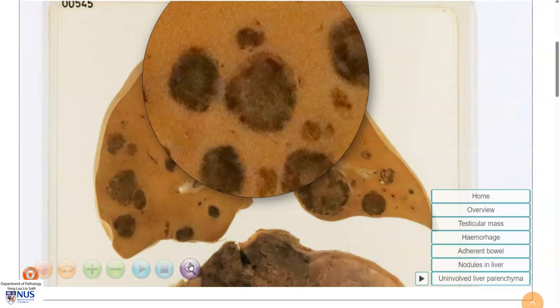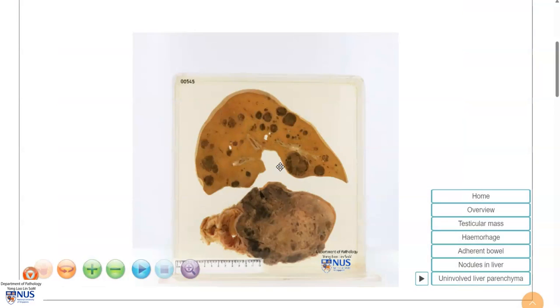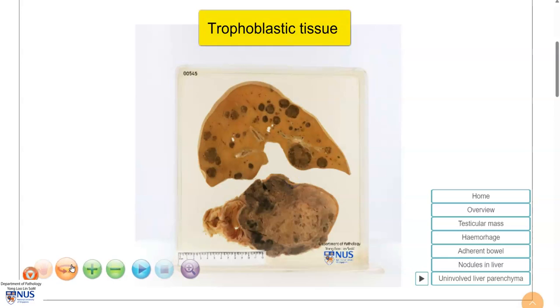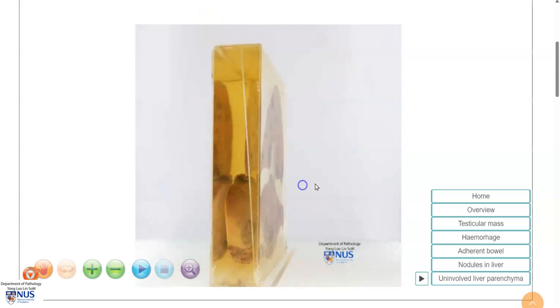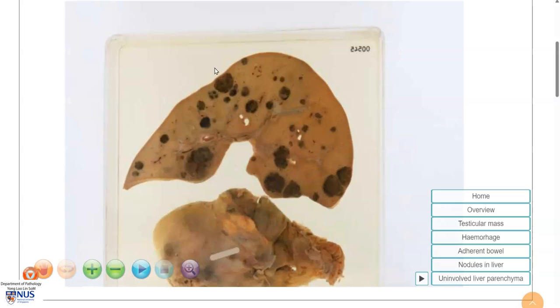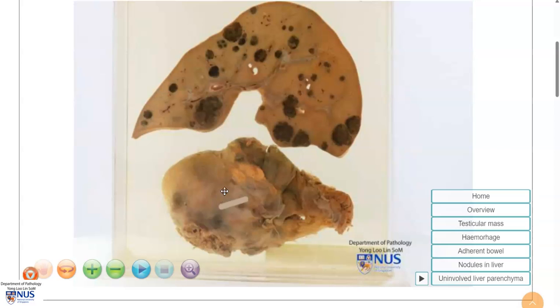The reason for this tumor to be so hemorrhagic is because it is composed of trophoblastic tissue, and trophoblastic tissue tends to burrow into blood vessels in order to obtain blood supply from the maternal blood vessels. So let's just turn this specimen around, and again we can see similar features of these very well-defined metastatic tumor deposits in the liver. And this tumor in the testis has not broken through the coverings of the testis. Choriocarcinoma very often gives rise to distant metastases.